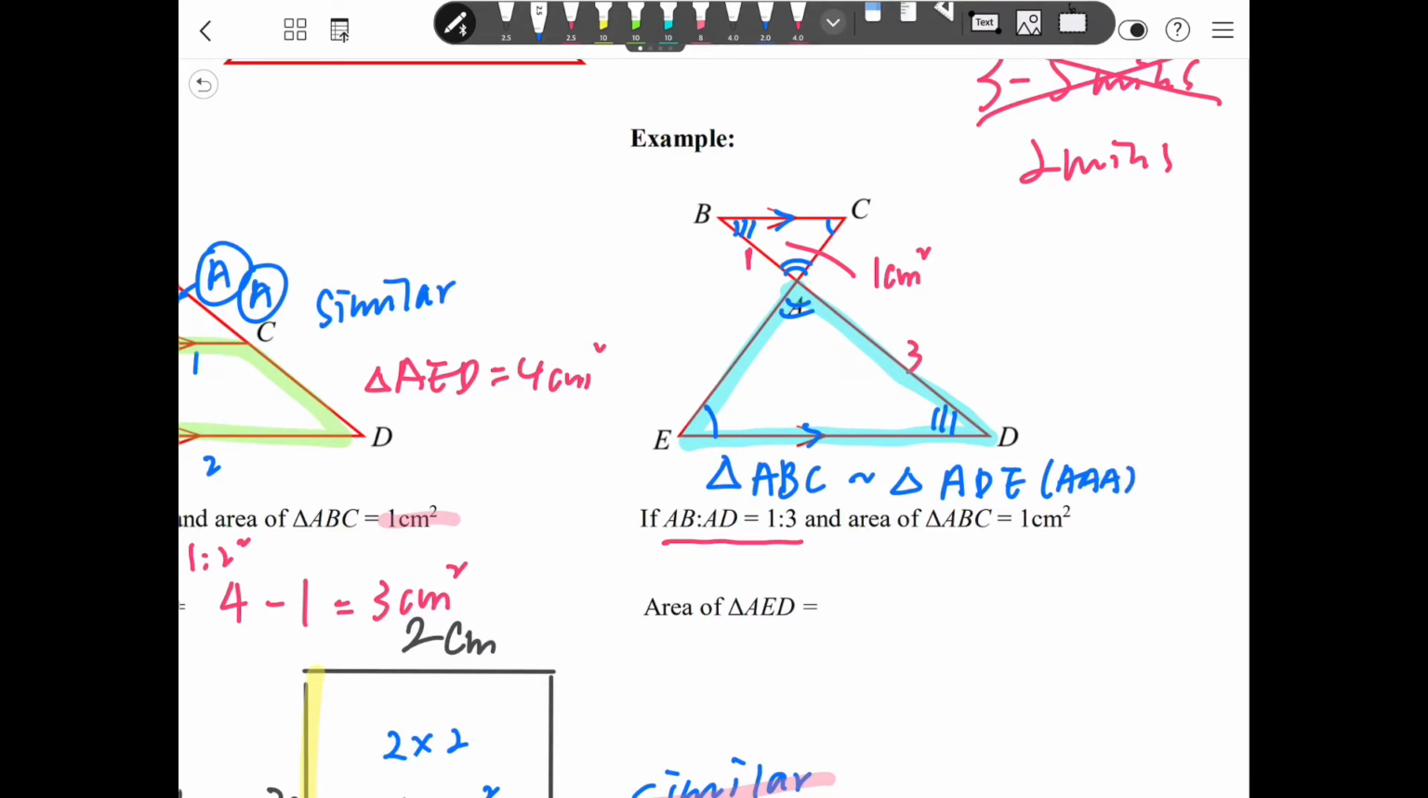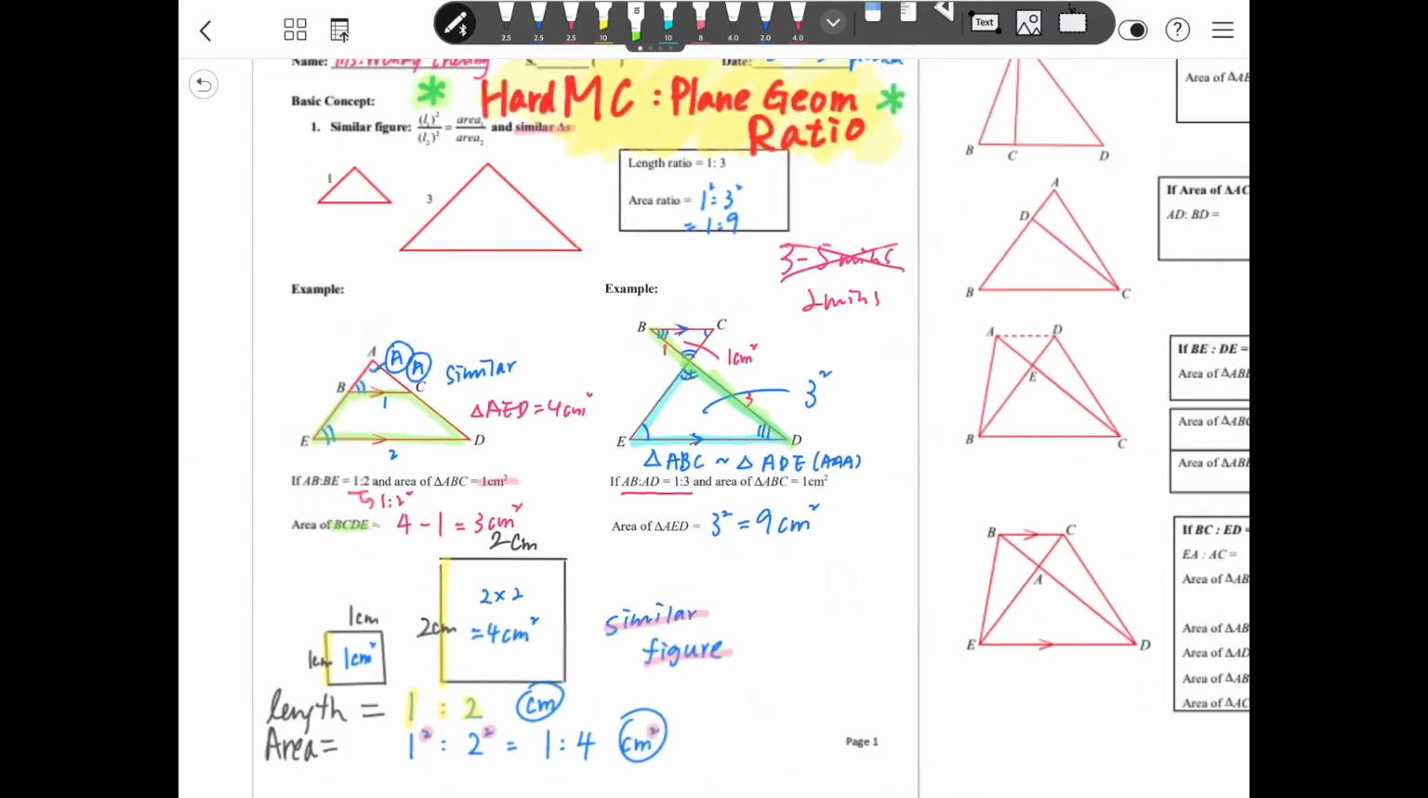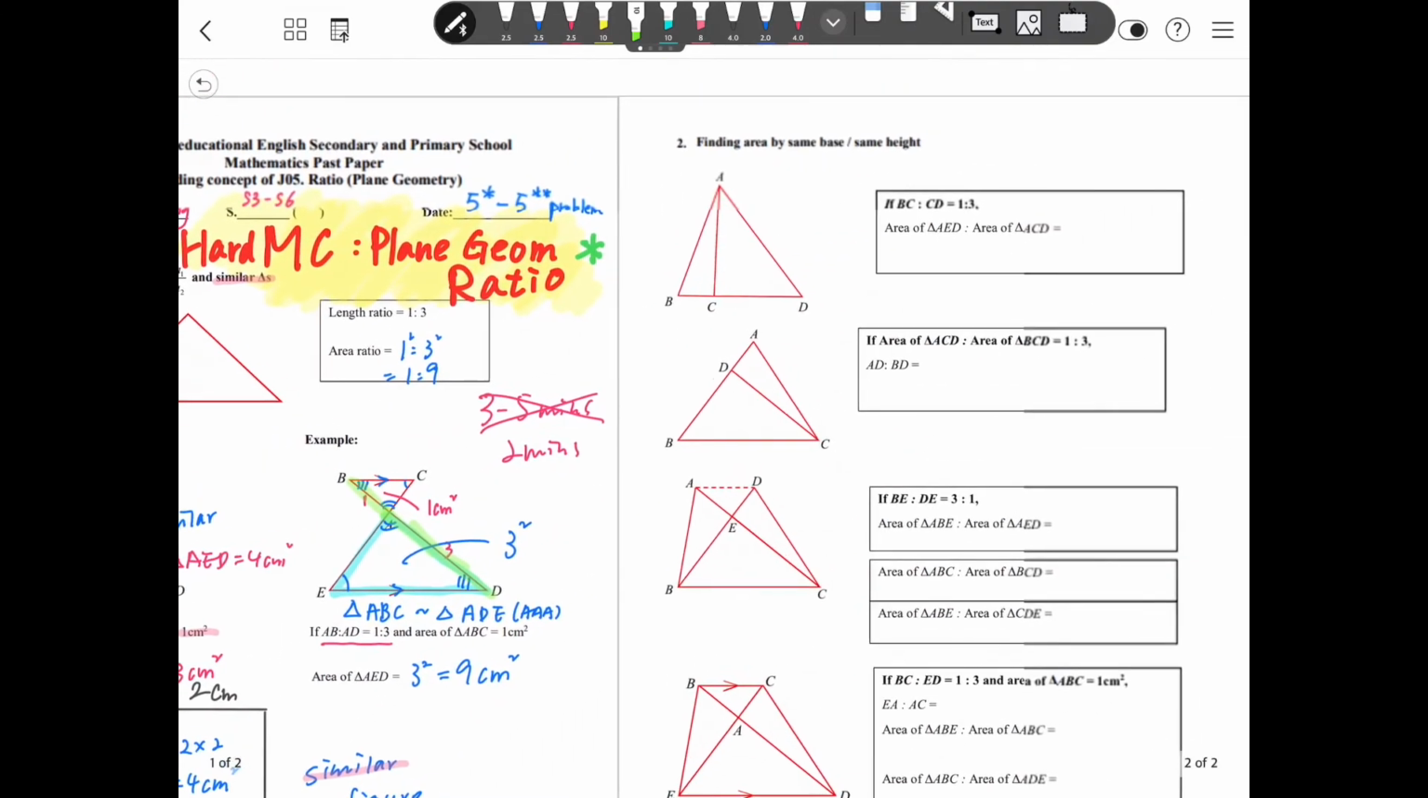And since we have got 1 to 3, this area would be 3 square. Okay, and then 3 square will be 9 cm square. So this type is basically based on AB to AD, and it will be 1 square to 3 square. So it means we have 9 cm square.